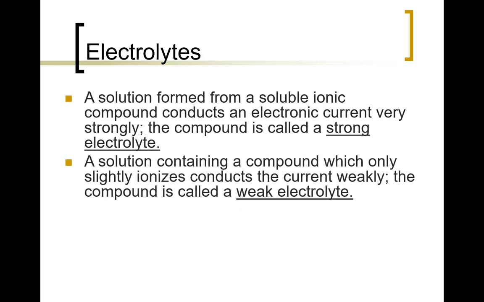If a solution contains a compound which only slightly ionizes, so for example, let's say for every 100 molecules, only one of those 100 actually breaks up into ions, we would call such a compound a weak electrolyte. It technically still does produce ions. It will still conduct electricity, but what we would see with a light bulb in the example is that it's going to be much dimmer than we would expect for a strong electrolyte.